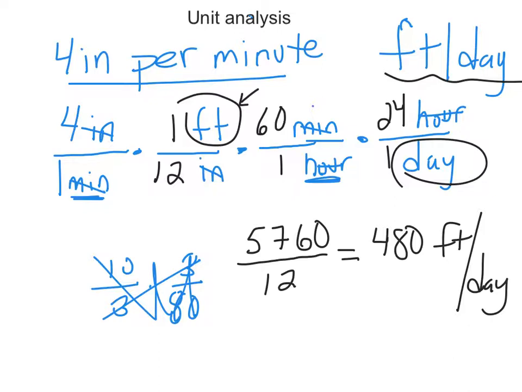Write out the initial fraction and then figure out what units you need to cancel with what units and where the units go, and then plug your numbers in and then let your calculator do all the work. Alright, let's try another one here.